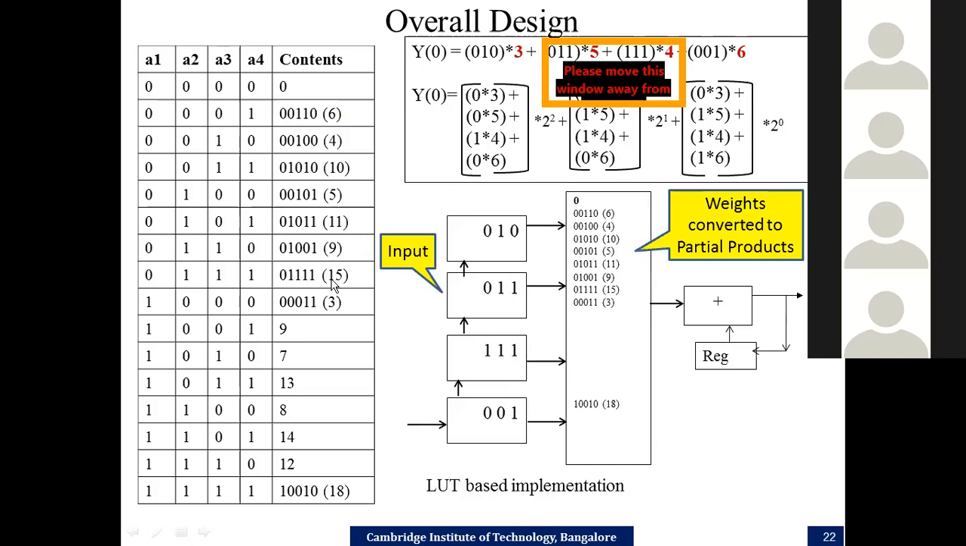Then at the next clock pulse, my input is 1, 1, 1, 0, the middle bits. For 1, 1, 1, 0, the output is 12. So I read out 12 from this LUT. First is 15, second is 12. Then I have to perform addition, and I'll tell you how to do that. Then the next bits, the MS bits 0, 0, 1, 0, I read out 4. So 4 comes out of this LUT.